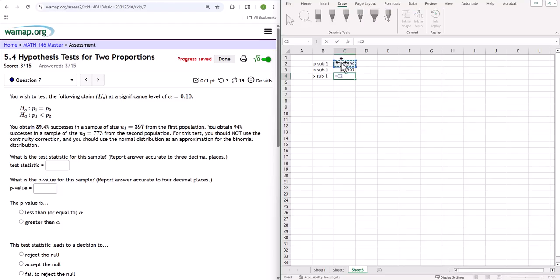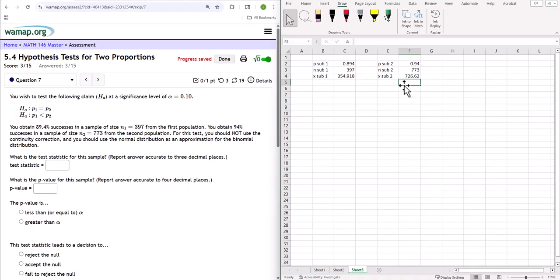And this times this should get us our successes here. And we're not going to really worry about the fact that it's not a whole number. So, similarly, going over here, p sub 2 is 94%. N sub 2 is 773. And then x sub 2 is this times this. So again, using the probability of success times the sample size to get those successes.